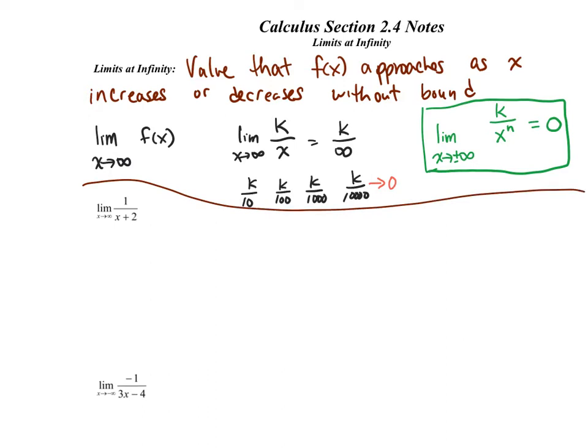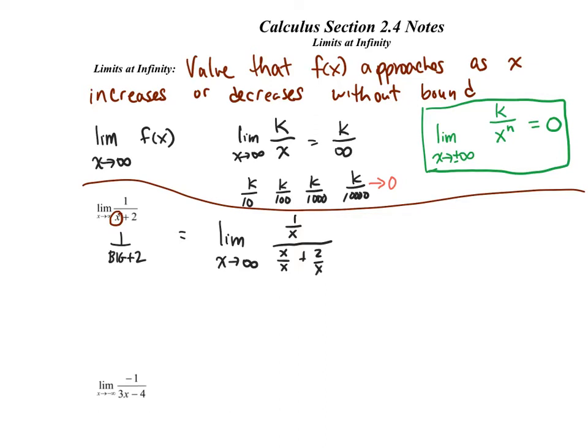So if I look at this first one, it says the limit as x goes to infinity of 1 over x plus 2. So if I look at this, this is essentially 1 over some really, really big number plus 2. That doesn't really help us. So what I'm going to really do is rewrite this. I'm going to take each term in this limit and divide it by the highest power of x. Now, the highest power of x is x. So if I divide every term by x, I get 1 over x, x over x, and 2 over x.